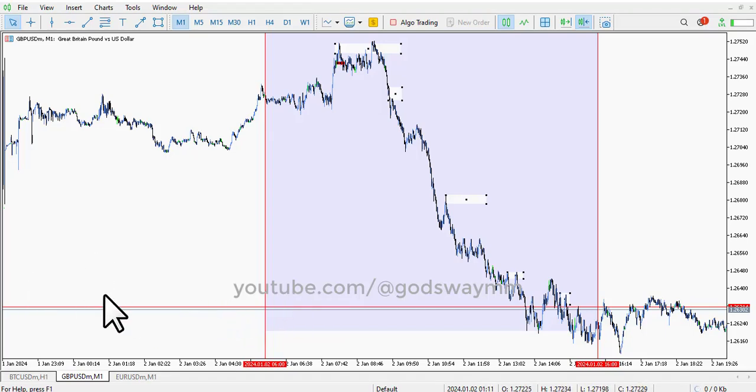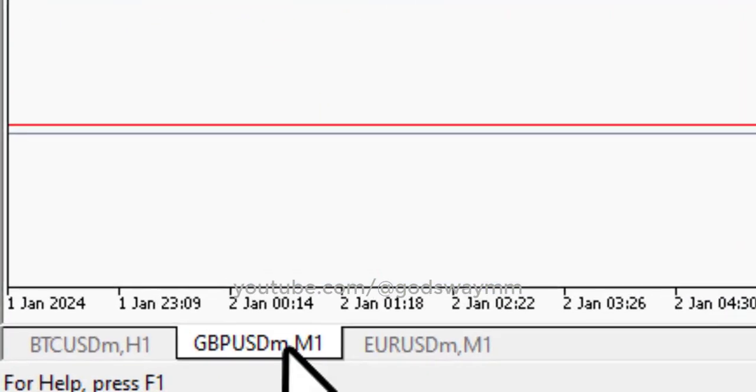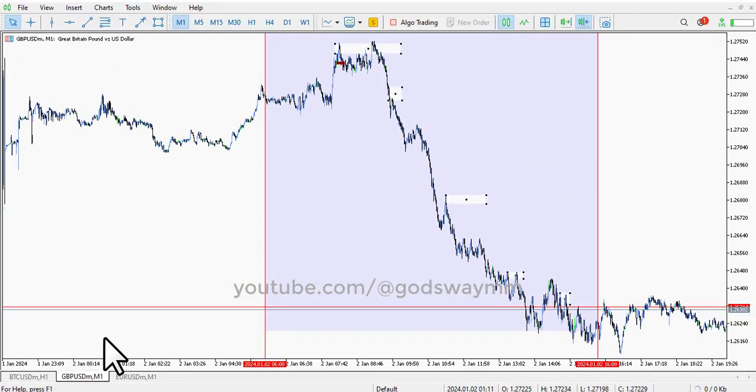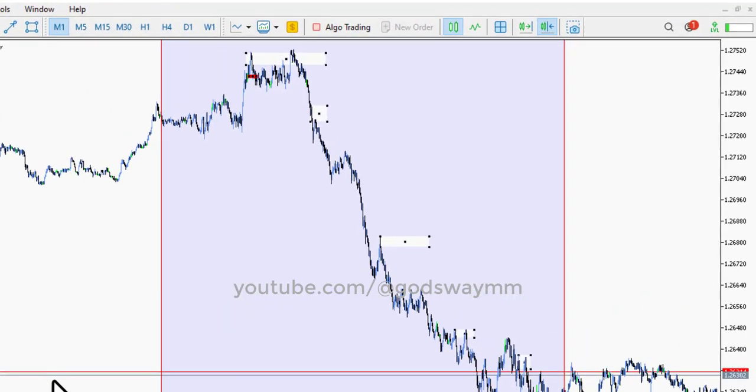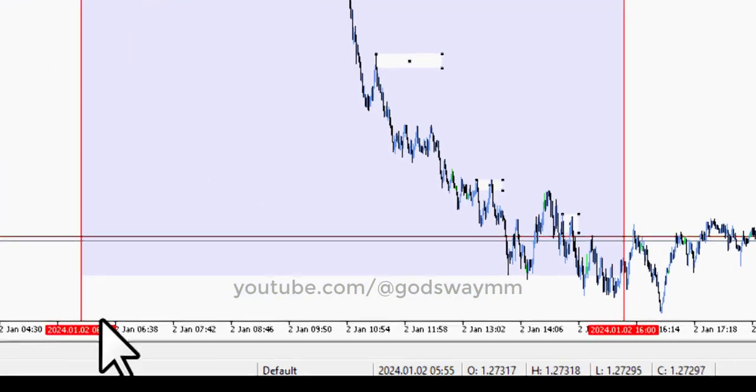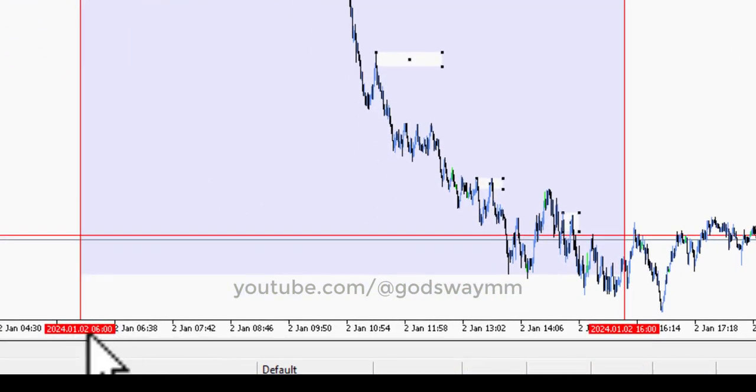Now this is a backtesting I ran on GBPUSD on a 1 minute time frame. What happened is that I went to the higher time frame to mark out what I need to mark. I used the 1 hour time frame. I did the backtesting in a time window of 6 a.m. to 4 p.m. That is the time window that I used.